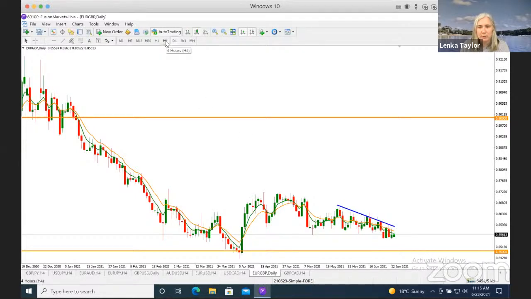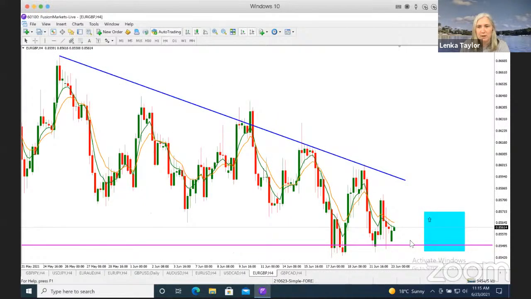I'm not really looking to short it, so looking for some indication of a long, either off the bottom here, or if it goes above and then retests. So anywhere in this area would be good. I'm looking for a long.